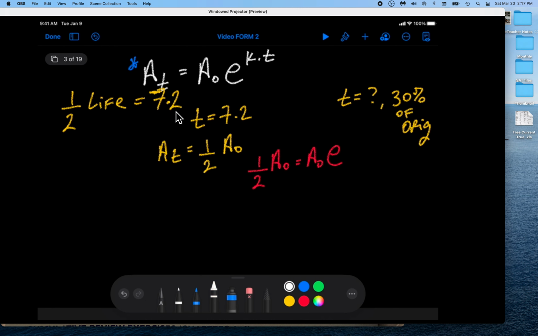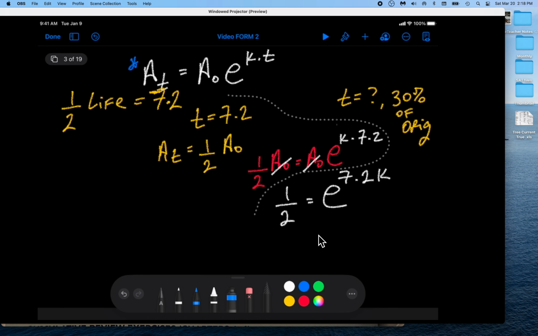Again, we don't know K yet, but they tell us T. These A sub zeros drop out because we divide both sides by A sub 0. We now have the incredible advantage of having one variable, one equation. Once we solve this, we're going to go back, create our model equation, and we're going to be able to handle anything they throw at us. So let's do that.